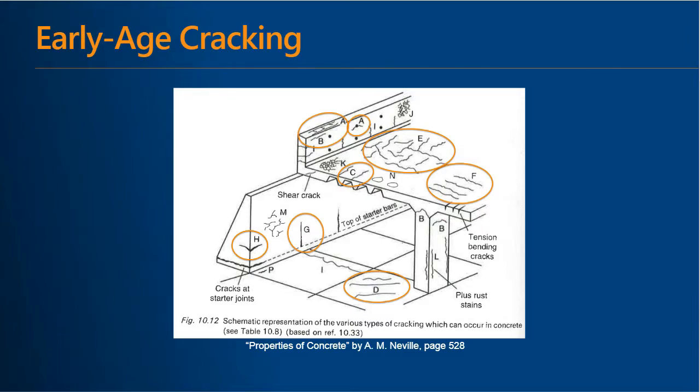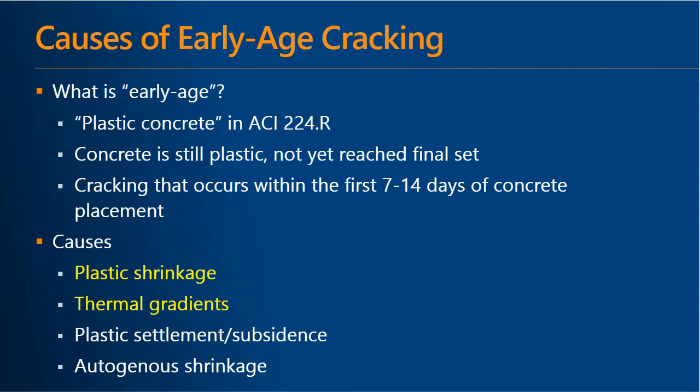This image, the highlighted cracks are showing typical early age crack patterns. And again, early age, we're talking about primarily plastic concrete, and that's especially as it's noted in ACI 224R, the Control of Cracking in Concrete Structures document. But we're talking concrete that hasn't yet reached final set. And while most of us really think of that as in a couple of hours or even days, it really can mean within the first 7 to 14 days after concrete placement.